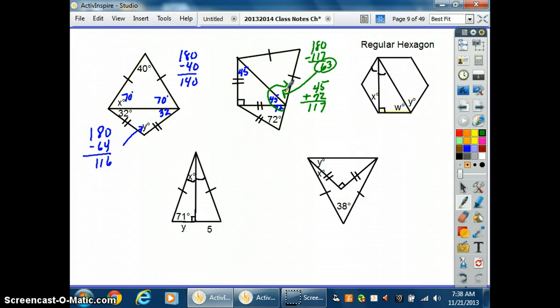Alright, if that's 63, so is this one. 63 and 63, that's 126. 180 minus 126, 54.